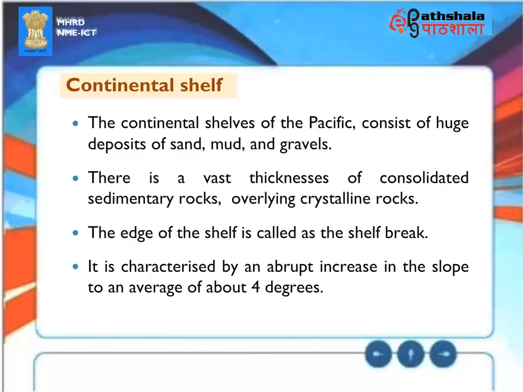There is a vast thickness of consolidated sedimentary rocks overlying crystalline rocks. The edge of the shelf is called the shelf break. It is characterized by an abrupt increase in the slope to an average of about 4 degrees.